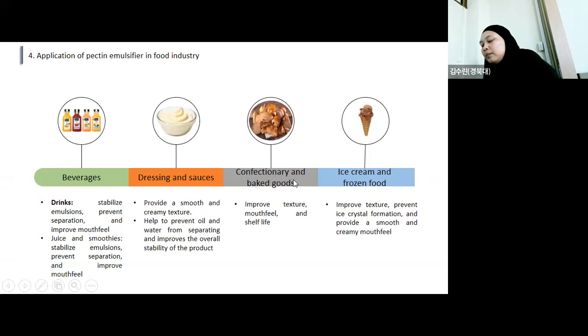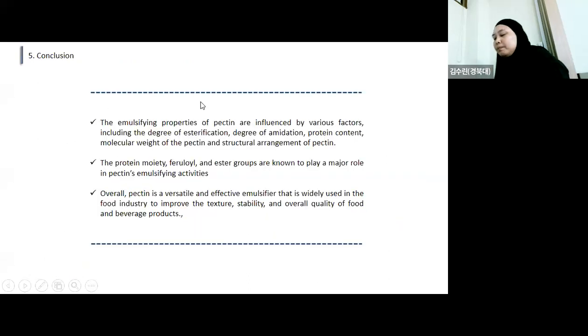In confectionery and baked goods, pectin emulsifier is able to improve texture, mouthfeel, and shelf life. While in ice cream and frozen food, it is also the same. It is able to improve the texture, and it can also fill in the gap between the biopolymers. So this will prevent more ice crystal formation and provide a smoother and creamy mouthfeel. So in conclusion, the emulsifying properties are actually influenced by various factors, and more study is further needed actually.